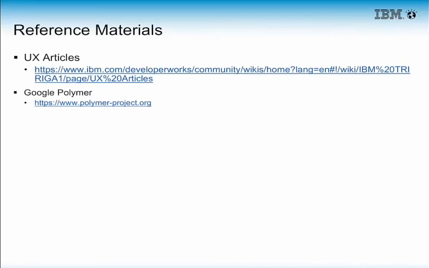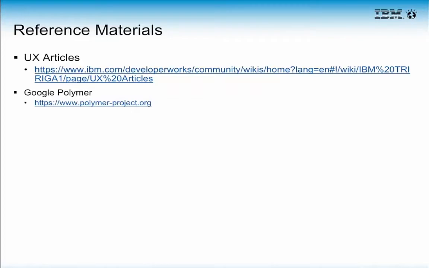So here's a couple links. First, we have a link to the UX articles. These articles were written by the amazing Jay. He did an awesome job explaining the new TRIRIGA UX framework, and it goes into details on how to build an application, what things mean, pretty much the ins and outs. Highly recommend reading through that documentation if you plan on building an application. It's on the IBM Developer Works site.